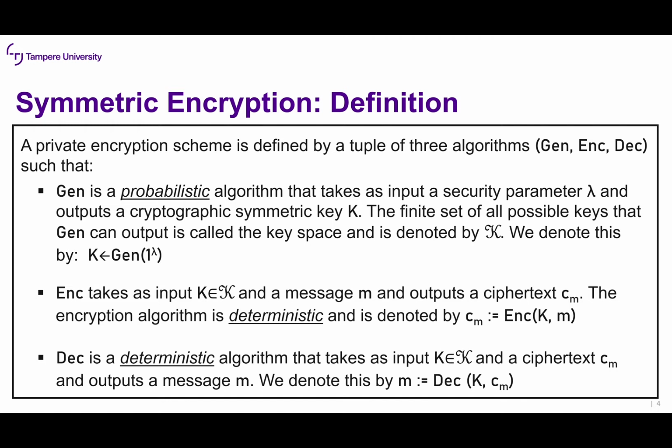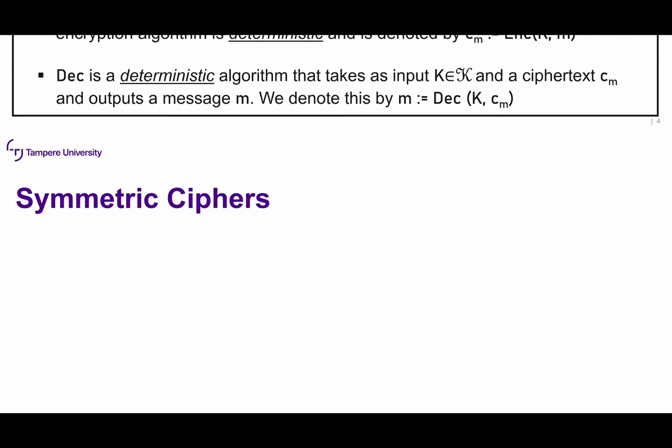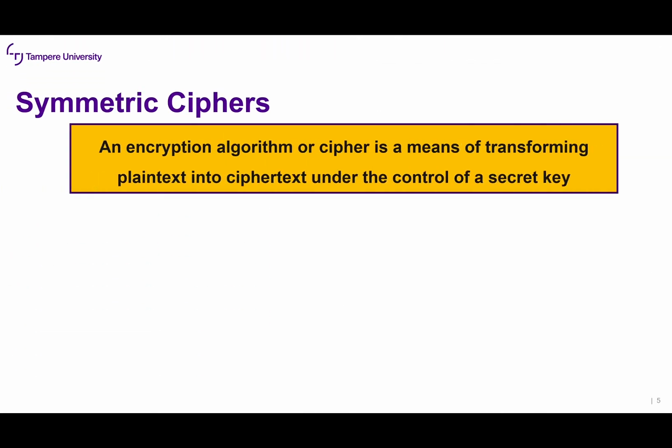Now, about the decryption, keep in mind that it must always be a deterministic algorithm, because we must recover the plaintext correctly. So we cannot have any kind of randomness there. While the encryption algorithm in the symmetric encryption setting is deterministic, as we will see later in the course, in asymmetric encryption the encryption algorithm is probabilistic, which means that the output will always be different, even if the input is the same. Good. So, symmetric ciphers: basically, an encryption algorithm or cipher is a means of transforming plaintext into ciphertext under the control of a secret key K.